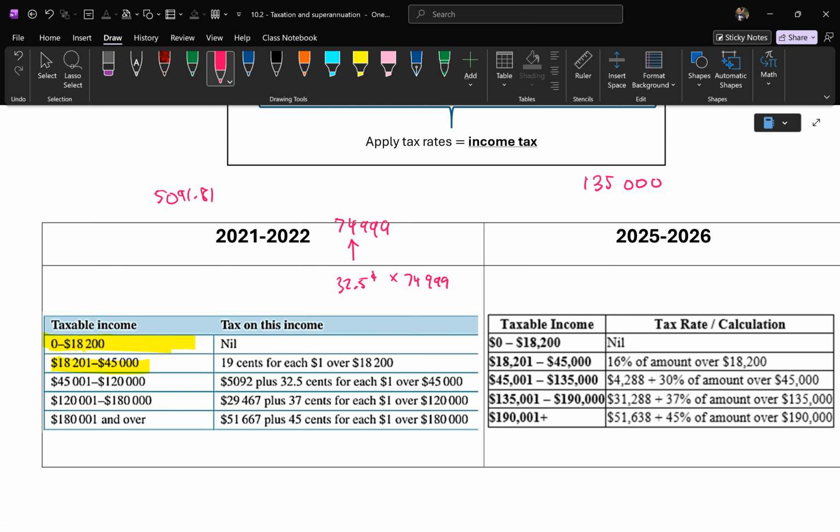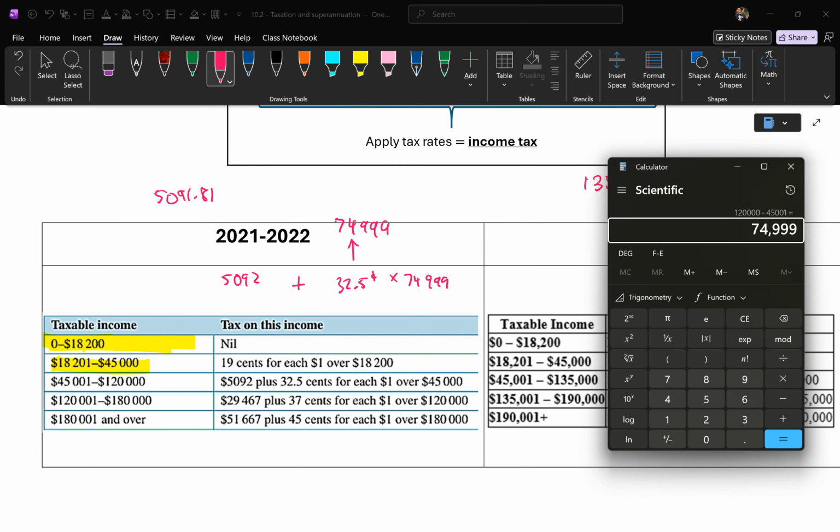So if I earned 74,999 up to 120,000, so I've got 135,000, then that means I've got to times the full amount plus 5,092 bucks. Okay, so let's work that out. So 32.5 cents times $74,999.